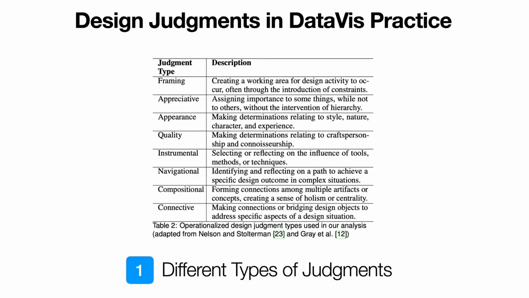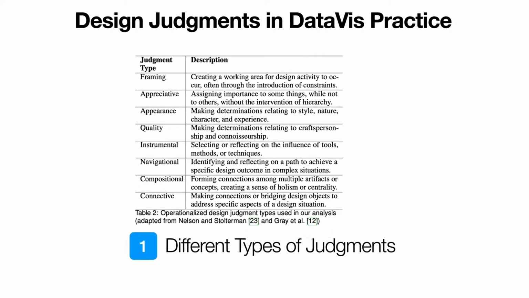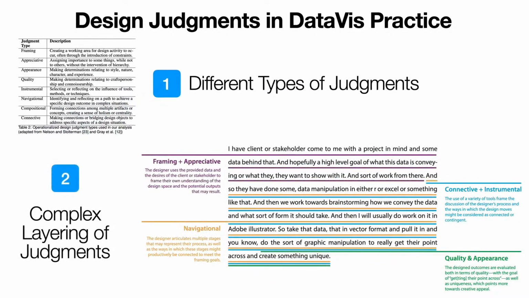We present an investigation into design judgment in data viz practice. Our findings show how different types of judgments influence design decision-making. Our findings also show that judgments occur in complex and layered ways while designers move through their process. We discuss implications for future research and pedagogy.